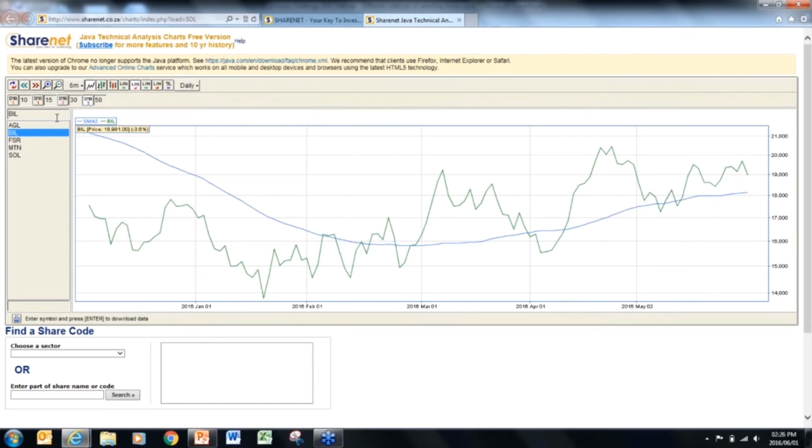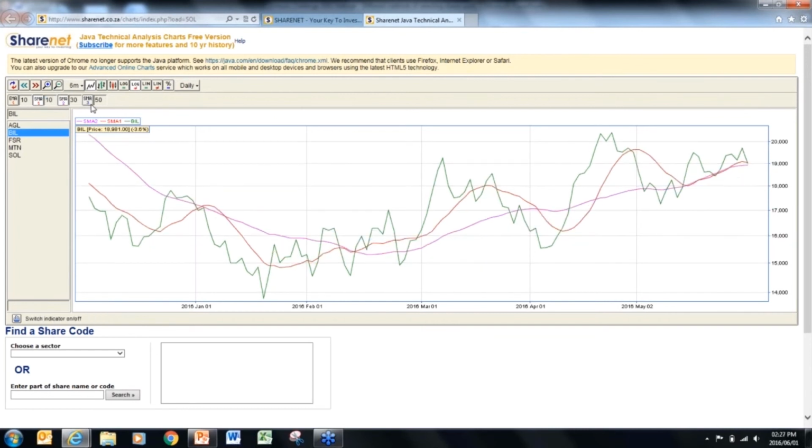Again, it's sideways. If we go look at BHP Billiton, which is BIL, you can see here it's kind of trending up because the blue line is going up, but again the price keeps on falling through the simple moving average. But maybe I can increase my moving average and make it 50 here. Okay, it doesn't make too much difference.